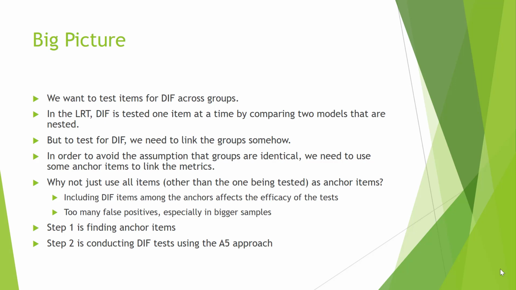So what are we trying to do here? Well, the main thing we're trying to do is test items for DIF across groups. Do the items function differently by group? And if so, that may be a sign of item bias, like we talked about already.